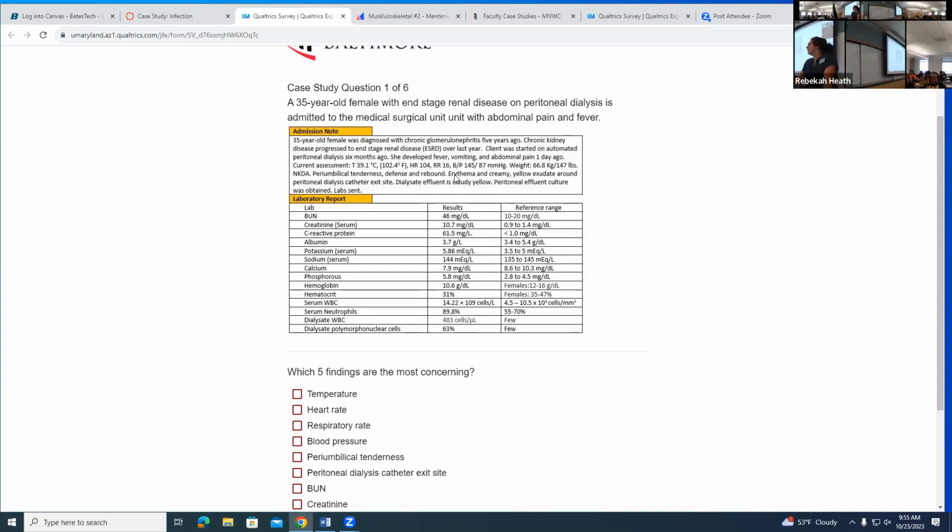Erythema, what is that? It's just redness. Erythema and creamy yellow exudates. That sounds disgusting. Around the peritoneal dialysis catheter exit site. Dialysate effluent. That's the fluid that we put in and out. It's called the dialysate effluent.